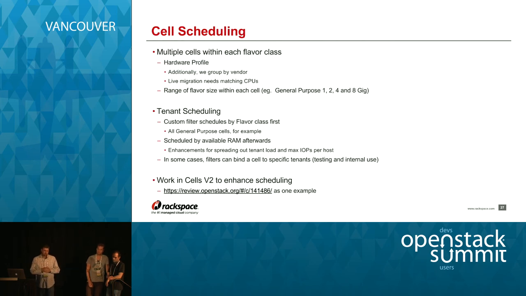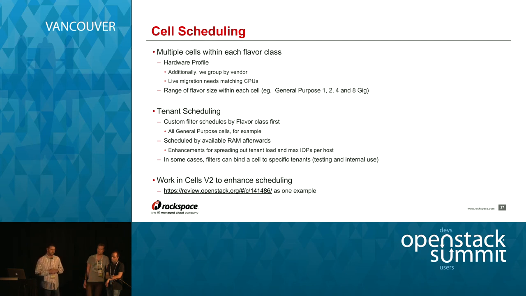Cell scheduling, like I said, has multiple cells within each flavor class. Also, we have, in most cases, multiple vendors in some of our different hardware types, and so we try to keep a cell homogeneous from a vendor perspective, just so there are no quirks there. This is especially important for matching the CPUs exactly. We are starting to use live migration more and more for internal maintenance work, and this is block live migration, so this is not with attached storage. As we try to make that more and more transparent from a customer standpoint, we just don't want to run into problems with CPUs not matching exactly, so that's why we keep hardware as homogeneous as possible.